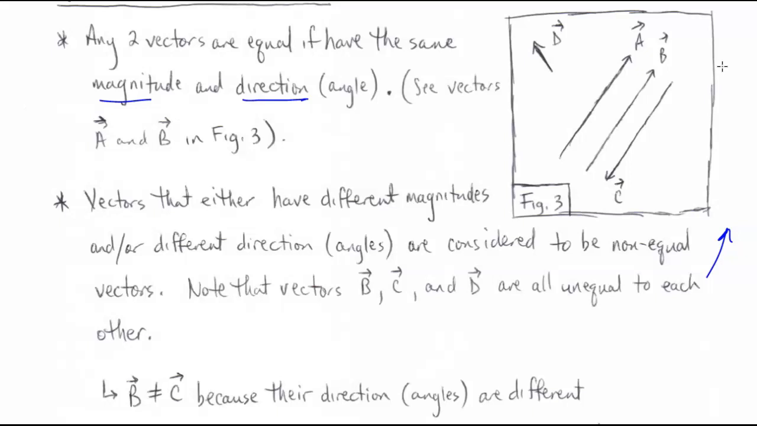They have the same length, but their direction angle is exactly 180 degrees apart from each other. That's because they point in exactly the opposite direction. Vectors B, C, and D, of course, are all different from each other because none of these vectors share both the same magnitude and the same direction angle.